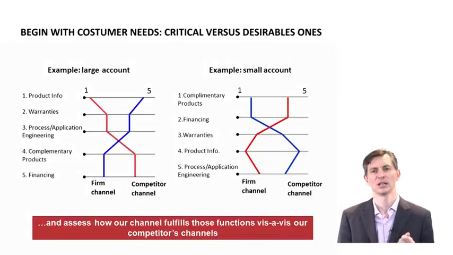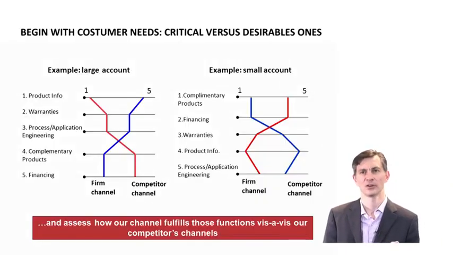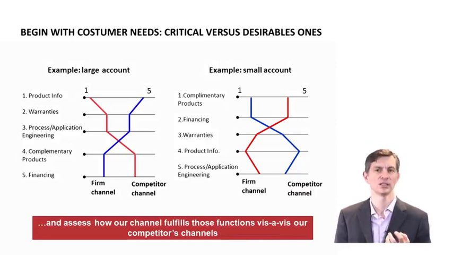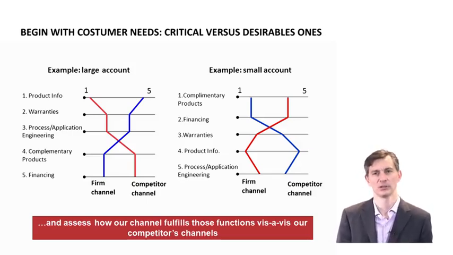This is normally known as a snake graph, whereby we give an order from 1 to 5 as to how good is my channel list. So for example, let's take large accounts, and the first thing that they care about, the first need that they have, is product information. Let's say that the competitor channel ranks a 1 on this particular dimension. They also ranked close to a 2 or 2.5 on the warranties that my competition channel is offering.